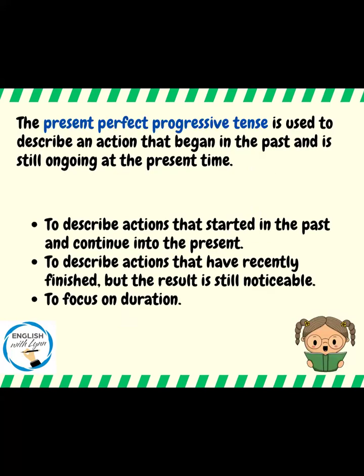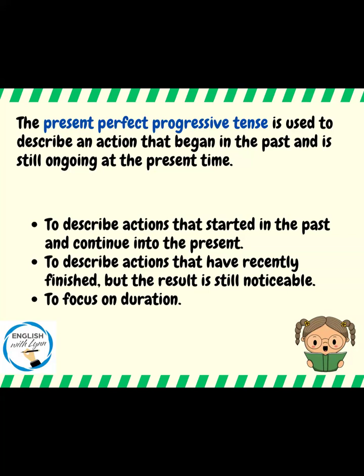So the present perfect progressive tense is used to describe an action that started in the past, but it is still ongoing at the present time. And it might be used to describe actions that you began in the past and have continued up until the present. It may be that the action has recently been finished, but you can still notice the effects of that action. Or it might be used because you are focusing on the duration of the action.